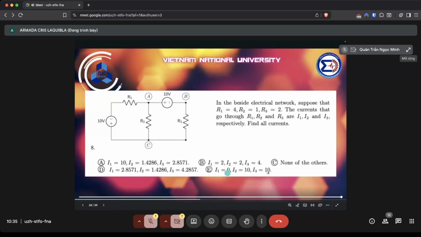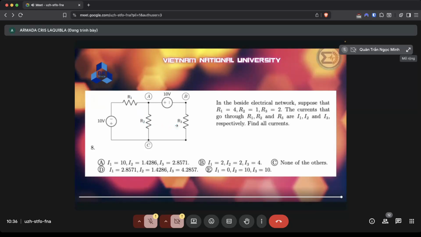Which of these is the best choice? Okay, so we interpret this circuit first. If you have this circuit here, the left loop, if you go here with R1, the current will flow to R2, and it will also flow here in your R3. So that is why I1 is equal to I2 plus I3.